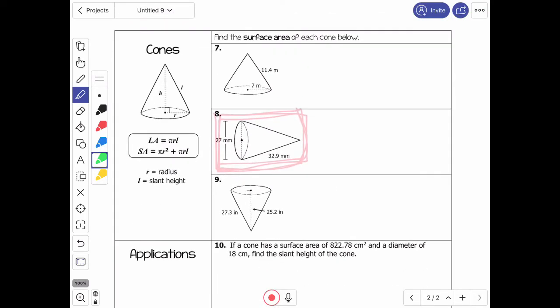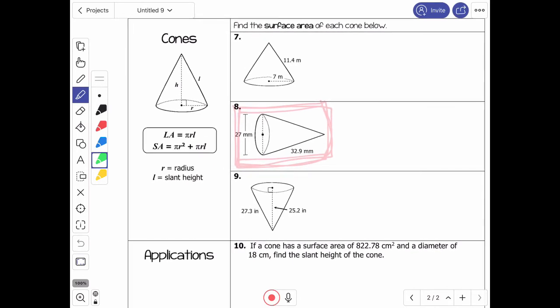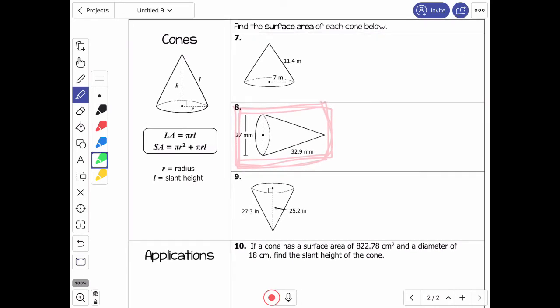Now, this back page is all about cones. So cones are pretty easy. They're a lot like spheres, or not spheres, cylinders, like what we did yesterday. So I think if you understand this idea of a slant height, you should be able to pick up cones pretty easy. I think the one that we're going to have the most trouble with is pyramids. But you're going to do number 8, and I'm going to do 7 and 9 right now.